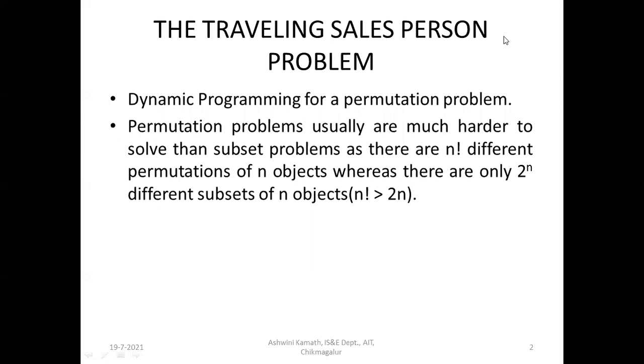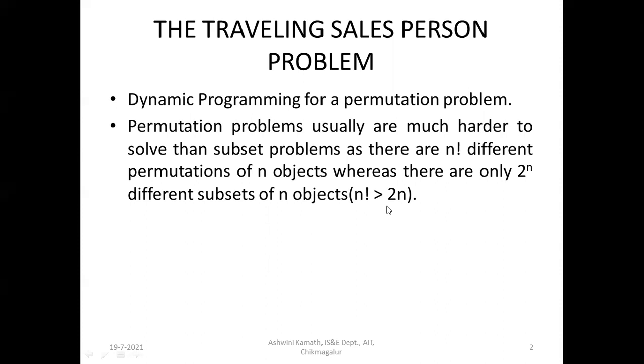When we have permutations, we have to get the permutations of n objects, whereas there are only 2 to the power of n different subsets of n objects. N factorial is greater than 2 to the power of n. It is 2 to the power of n, not 2n. So n factorial is greater than 2 to the power of n.